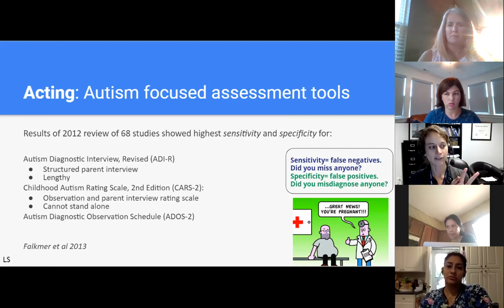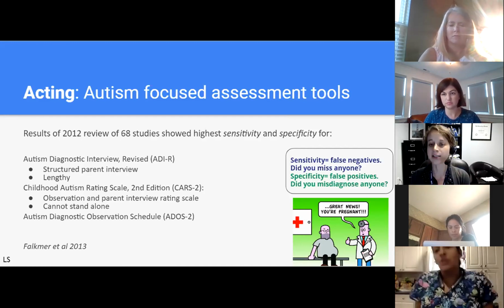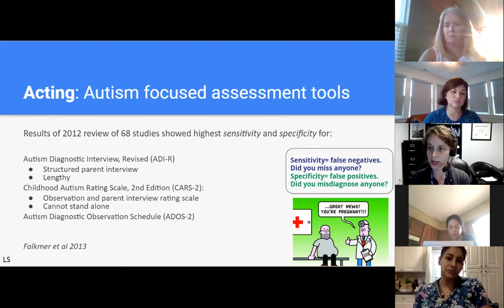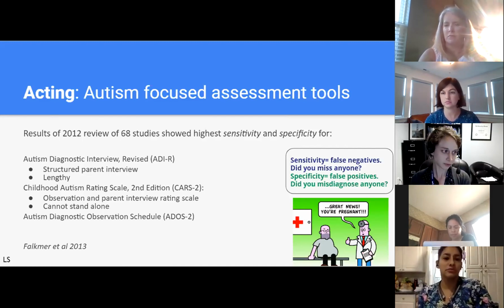The first tool that I have on here is the Autism Diagnostic Interview Revised, or the ADIR. That's a measure that's really just based on parent report. It's a really good tool. The problem is it's unrealistically long for most clinical settings. And so it's one we're trained on, but don't typically use here.